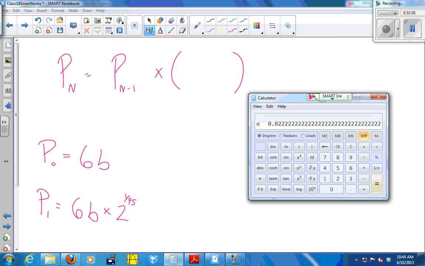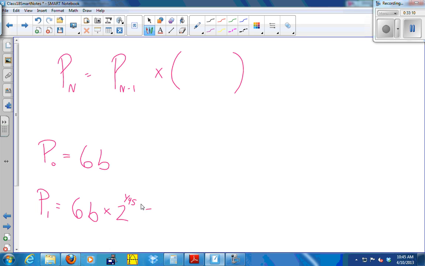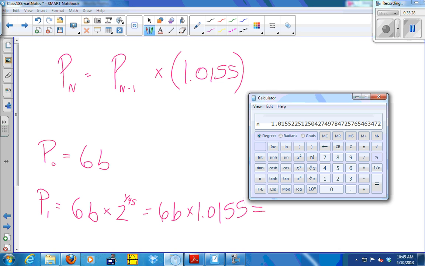So I'm going to do 2 raised to that number, and it's 1.0155 about. So that's the number that I multiply the previous year by. Times 6, 6.0931.